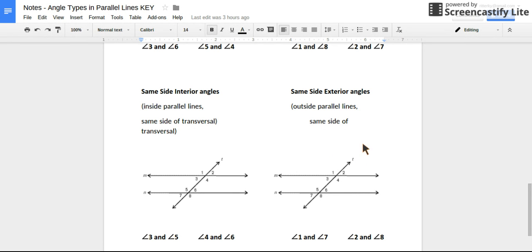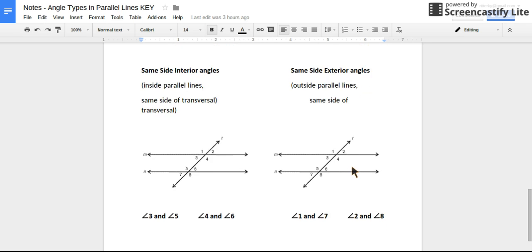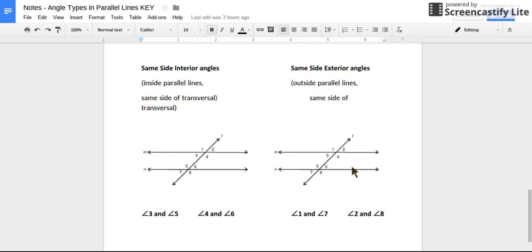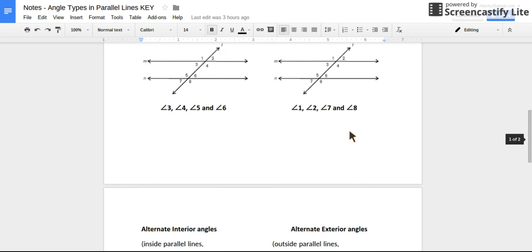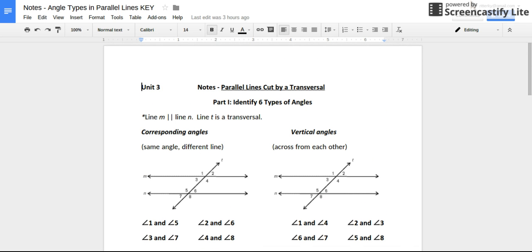Then we also have same side exterior angles, meaning they're angles that are outside the parallel lines and on the same side of the transversal. So on the left side of the transversal, but outside the parallel lines, we have angles 1 and 7. And on the right side of the transversal, but outside the parallel lines, we have angles 2 and 8. So there are your 6 types of angles created when any 2 parallel lines are intersected by another line. In the next video, we'll talk about what their relationships are with each other.